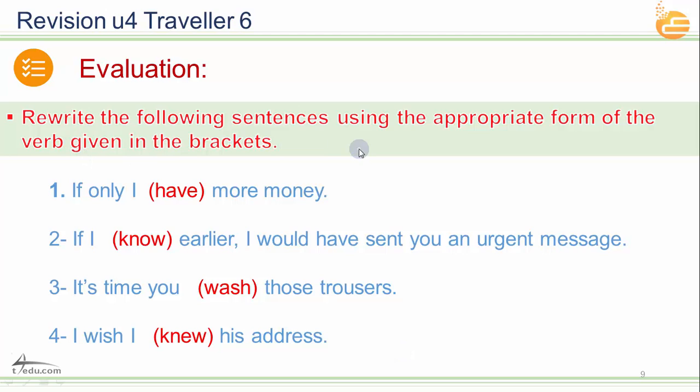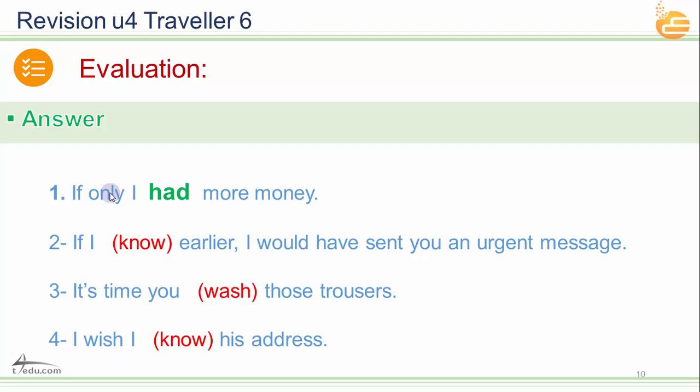Rewrite the following sentences using the appropriate form of a verb given in brackets. 1. If only, or I wish, is the same. If only I had more money. So you're making a wish. And this is unreal past, and this is using the simple past. And you know why we use the simple past to make our wish.